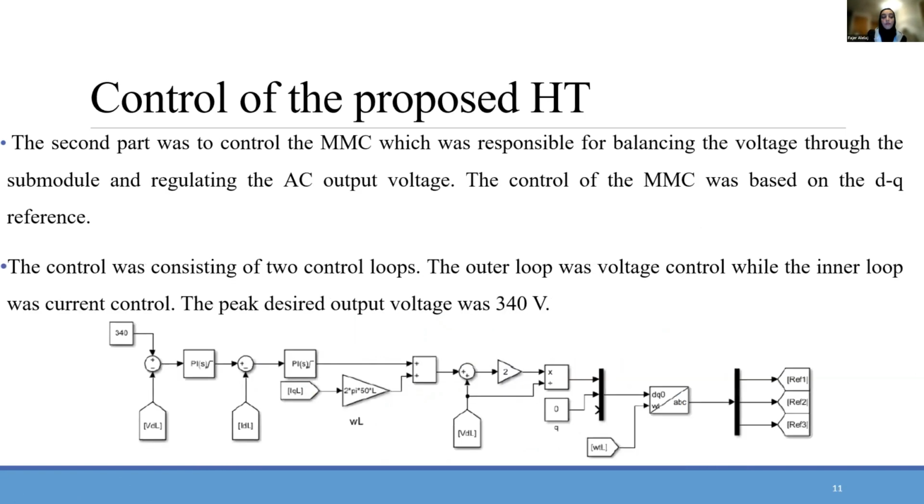The second part of the control is to control the MMC. As we know, the MMC is responsible for balancing the voltage across the submodules and regulating the AC output voltage. This control will be based on the DQ reference. As you see here, this is the figure of the control. It consists of two control loops: the outer loop, which is the voltage control, while the inner loop is the current control. And this is the desired peak, which is 340. This is the desired output voltage.